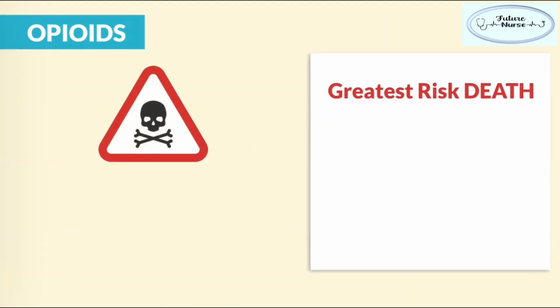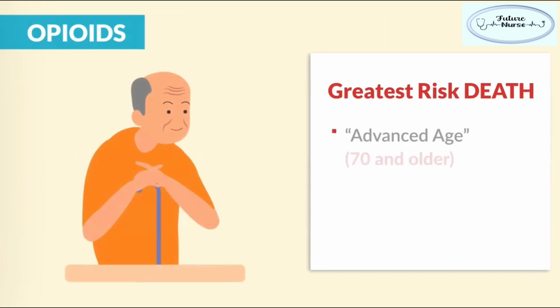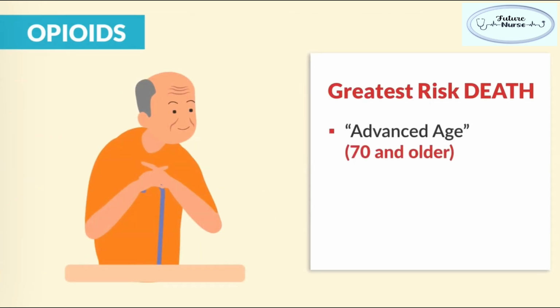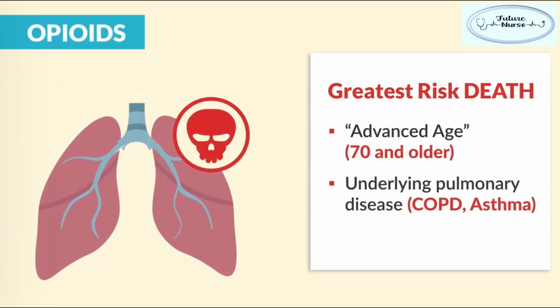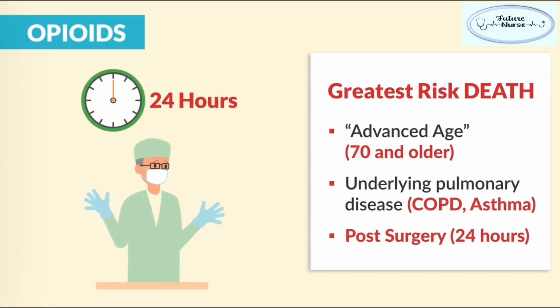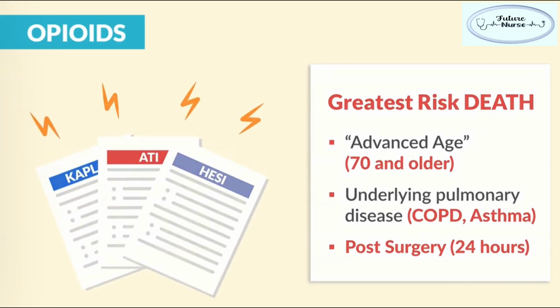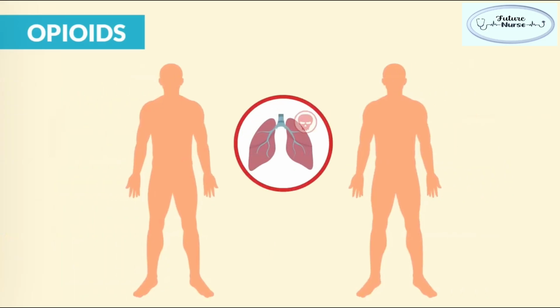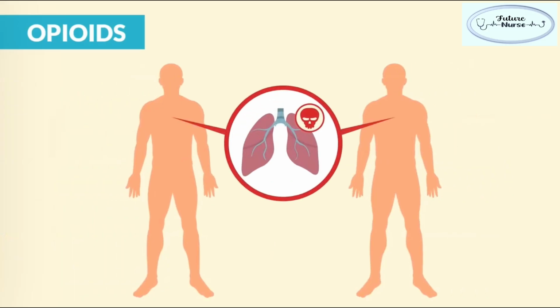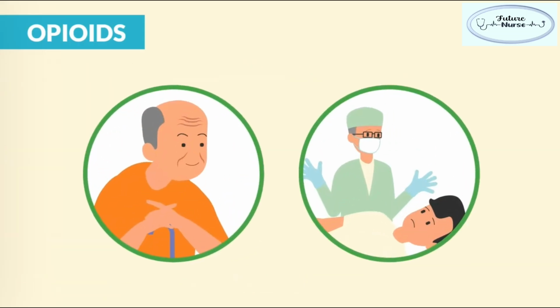Now, the greatest risk for death is overdose and respiratory depression. And our patients with advanced age, 70 years or older, or underlying pulmonary disease like COPD or asthma, and even post-surgery 24 hours. Usually these are stressed on the question banks as the highest risk for death. So big test tip here, if you're given an option between two patients both with respiratory disease, for the most at risk for respiratory depression related to opioids, guys, always choose the oldest patient first or the most recent surgery.